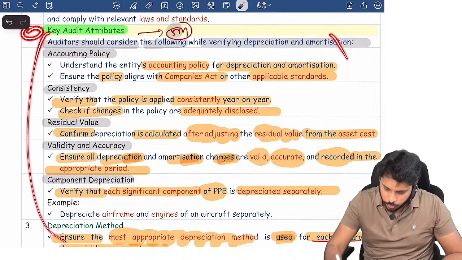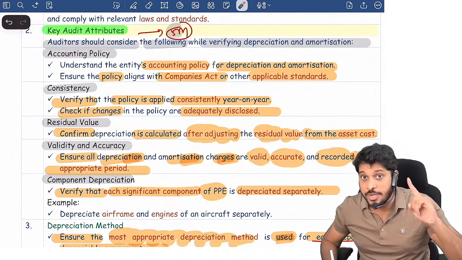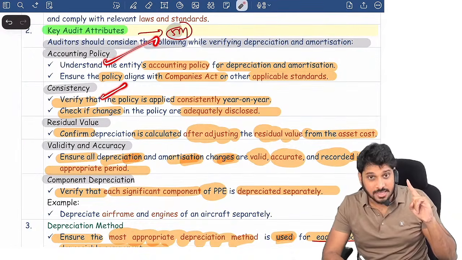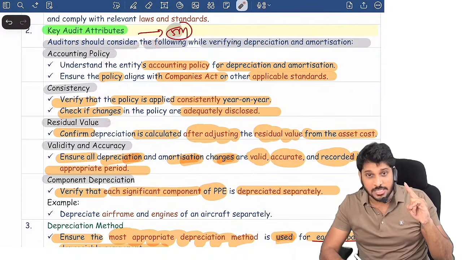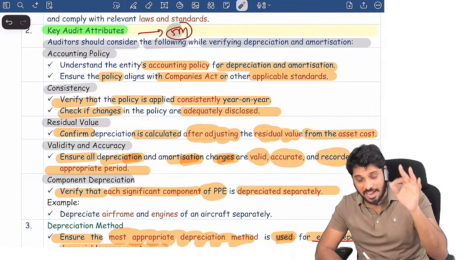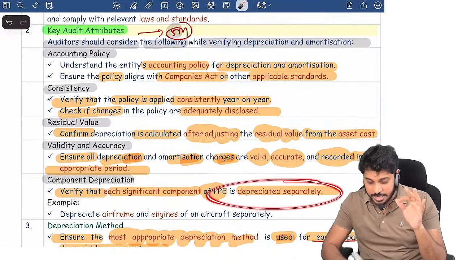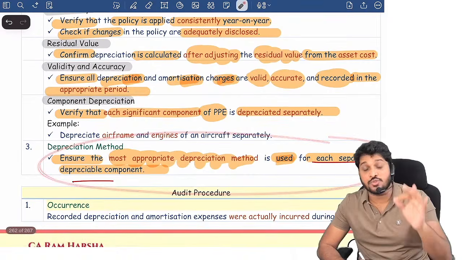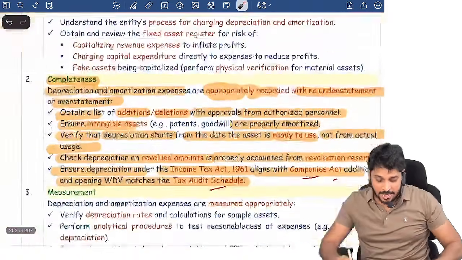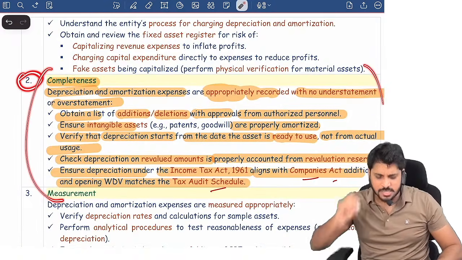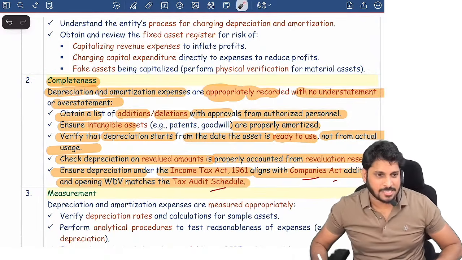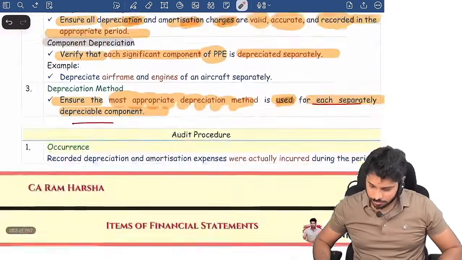Key attributes is very, very important. What are the points that you need to understand? Accounting policy, whether the policy is consistent, whether residual value is considered, see the depreciation is calculated accurately, properly, validly, and see that each component of depreciation is computed separately, and see the depreciation method used is appropriate. That's it. And within the audit procedure, completeness is most important, guys. That's it. Clear until now?